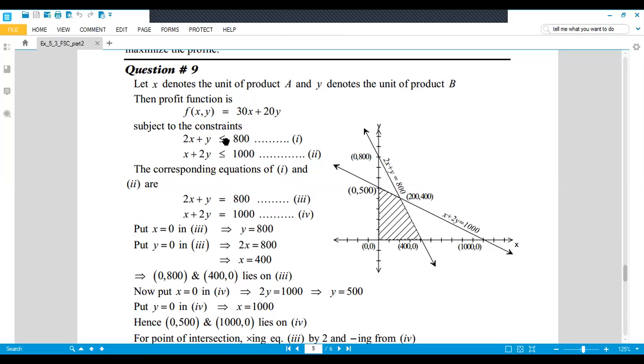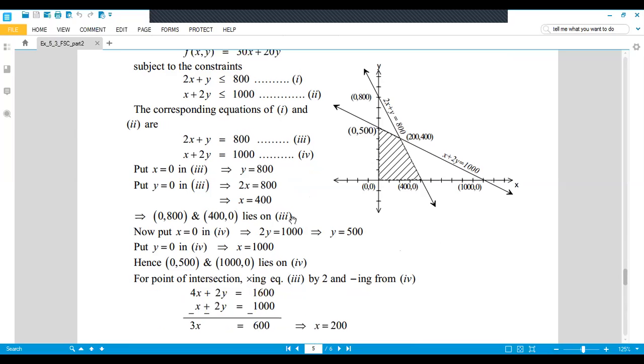So the inequalities will change into equal signs. 2x plus y equal to 800. This is equation number 3. And x plus 2y is equal to 1000. This is equation number 4. Now we do the same process.